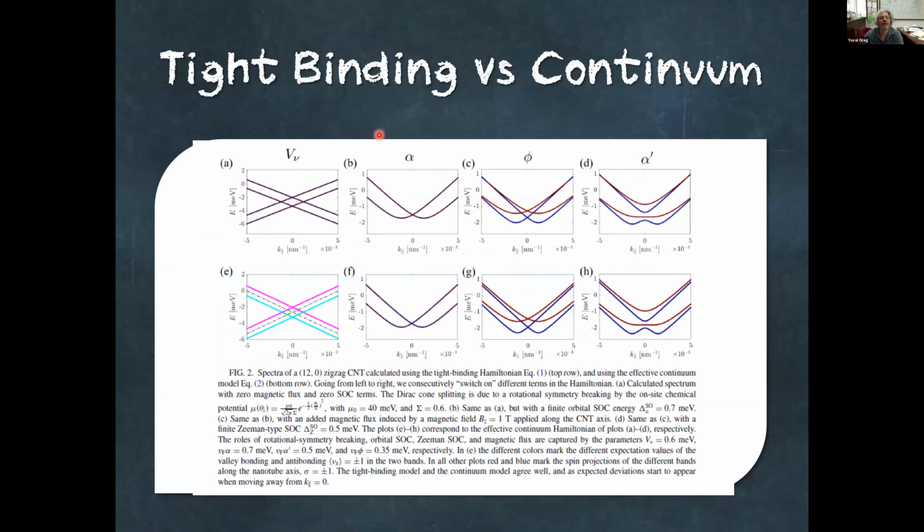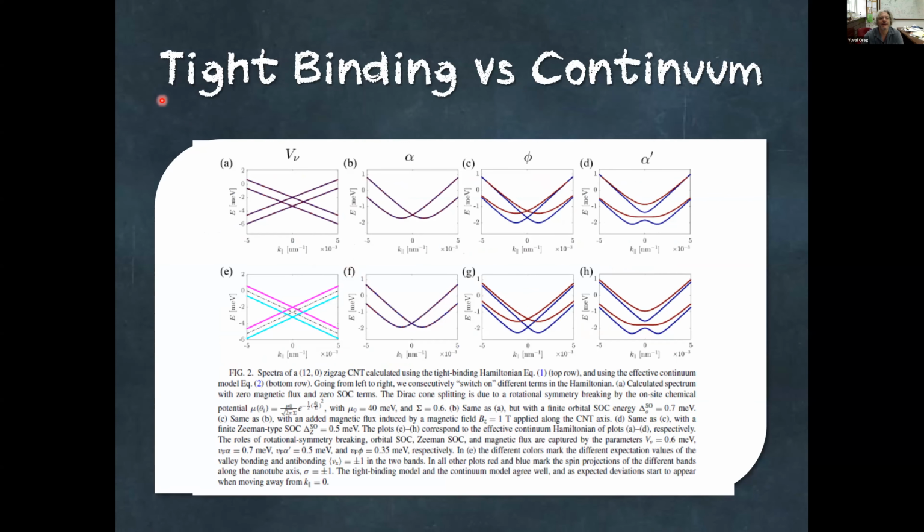I'm rushing here. This is just to show that our continuum model reproduced very nicely the tight binding model and all the effects of the coupling between the Ks, the spin orbit coupling, the magnetic flux, and the second type of spin orbit coupling, the next nearest neighbors.